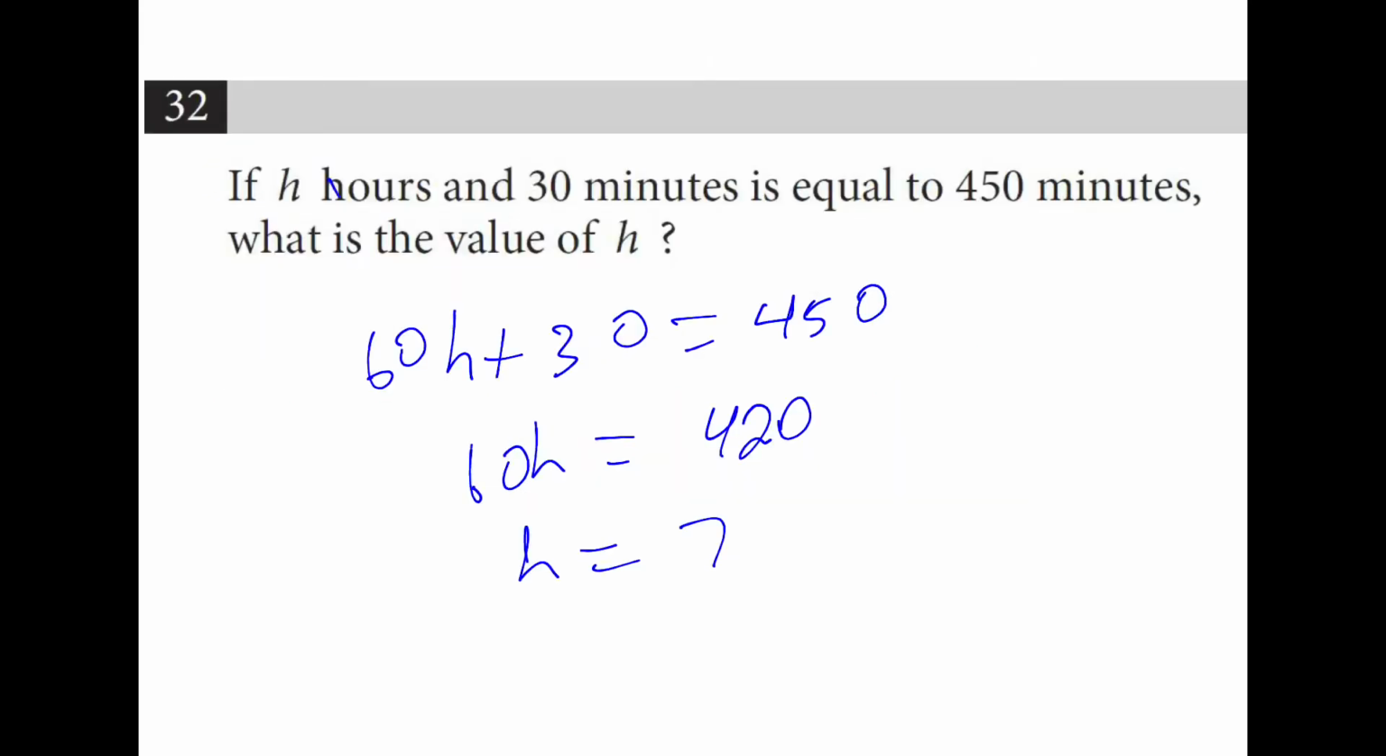So you can write this into an equation by putting a 60 in front of h, because we're thinking in terms of minutes. If you subtract 30 and divide by 60, the answer is 7 hours.